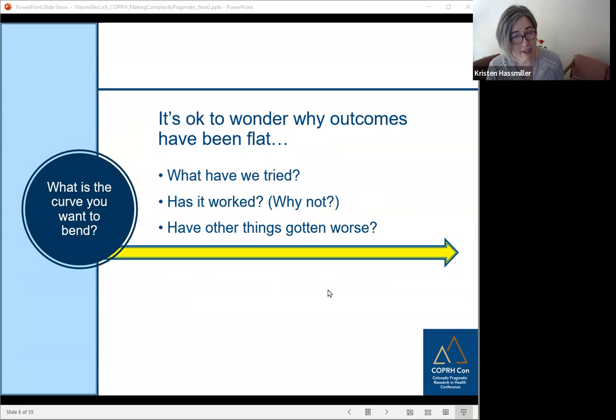So it's okay if your trend line is flat. Often I get asked, what happens if the trend line that I'm interested in bending is flat? The story is often we've been expending tremendous effort to try to improve things, but it's not working. That's fine. If your trend line is flat, let's try to think about what we've tried. What has worked? What hasn't worked? Is it that something else is happening to offset the benefits that we're creating?